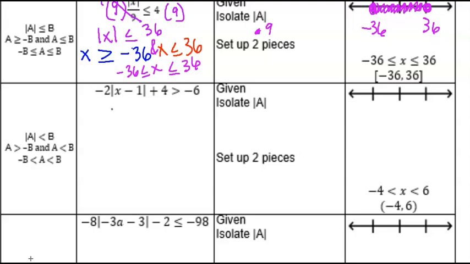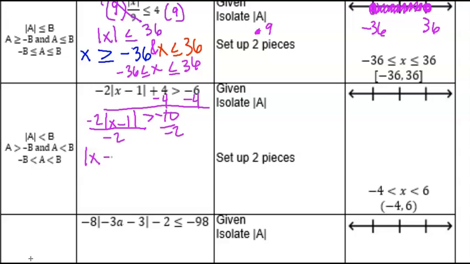We have the given inequality: -2 times the absolute value of x minus 1, plus 4, is greater than -6. The first thing you want to do is isolate the absolute value. Subtract 4 from each side. And then divide by -2 each side. We divided by a negative number, so that means we're going to flip that inequality sign.